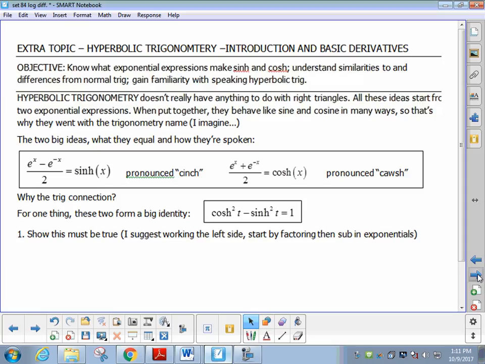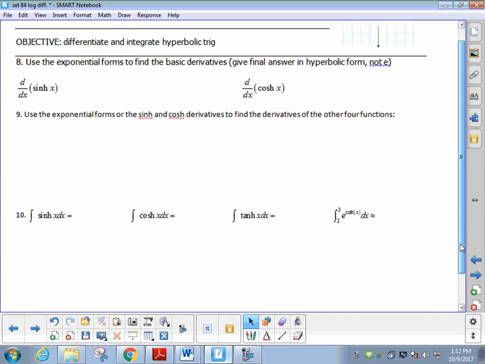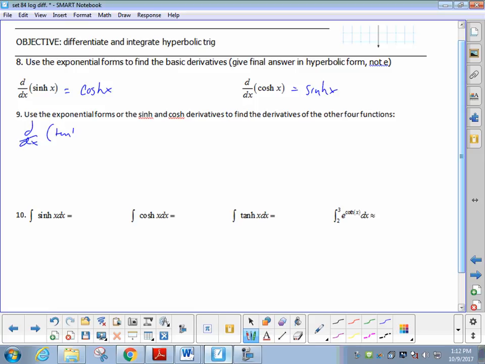On your hyperbolic trig, do you have the three big identities, or do you just have the first one? Did we talk about the other two? Yes. Okay, we got that. Do we have all six derivatives? Let's make sure you have all six derivatives. What's the derivative of sinh? Cosh. What's the derivative of cosh? Sinh. Do you have, in its cleanest possible form, the derivative of hyperbolic tangent?